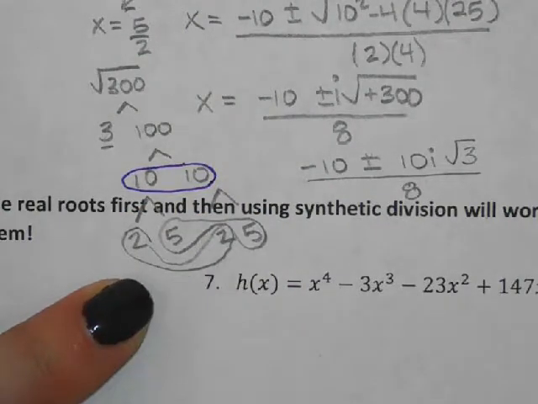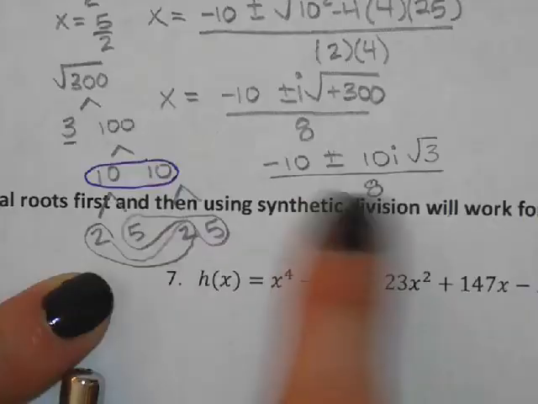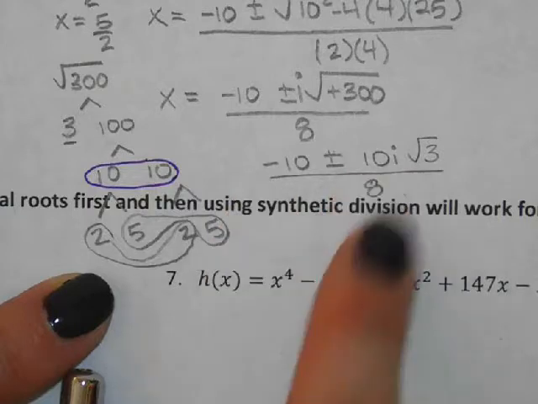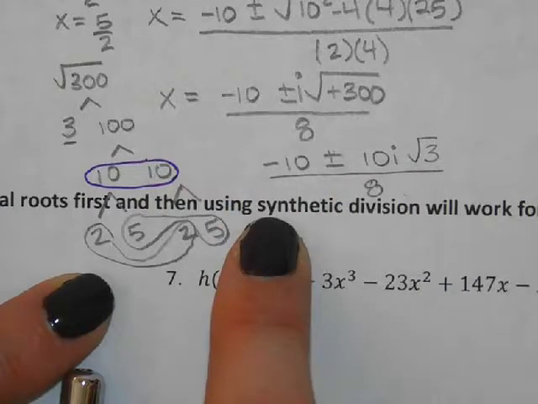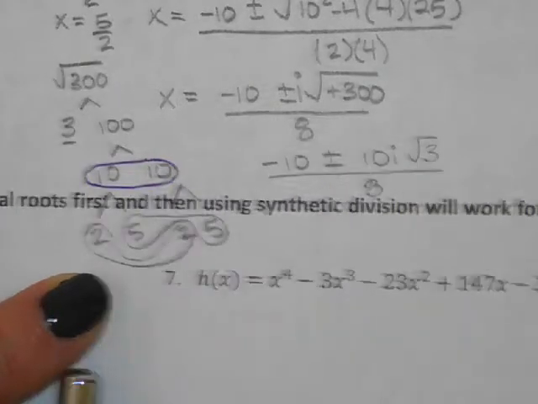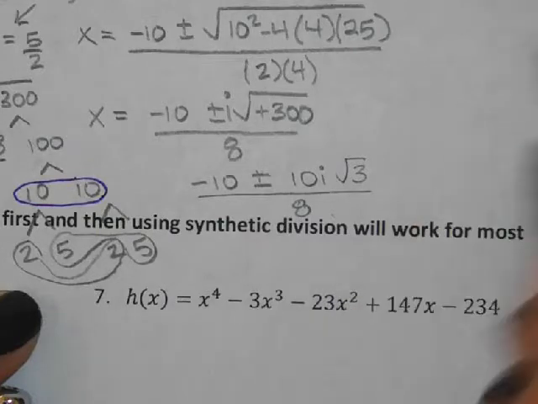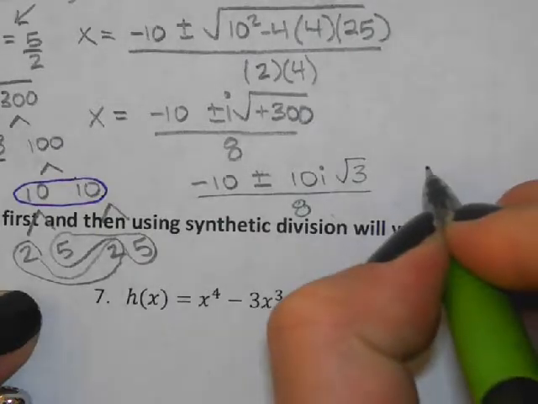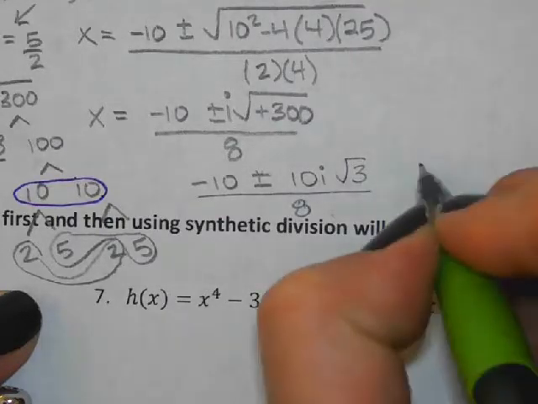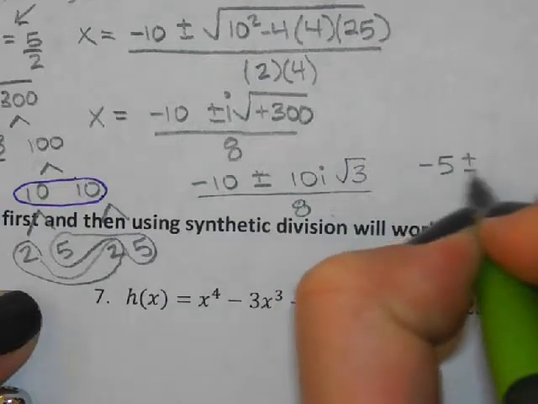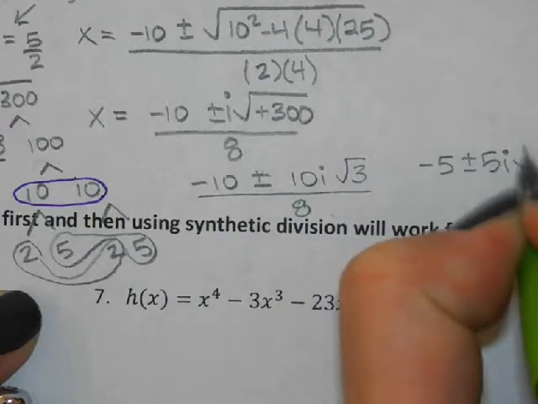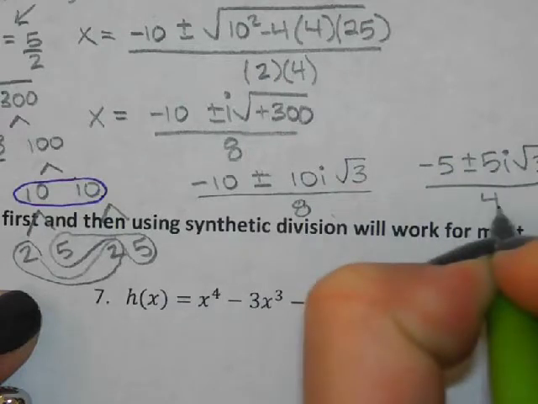Okay? All right, now if I look at this, I cannot touch the 3, but do you see how all the other numbers are all even? So that means we should divide out a 2 of all the other numbers. So my final answer for the complex root would be negative 5 plus or minus 5i square root of 3 divided by 4.